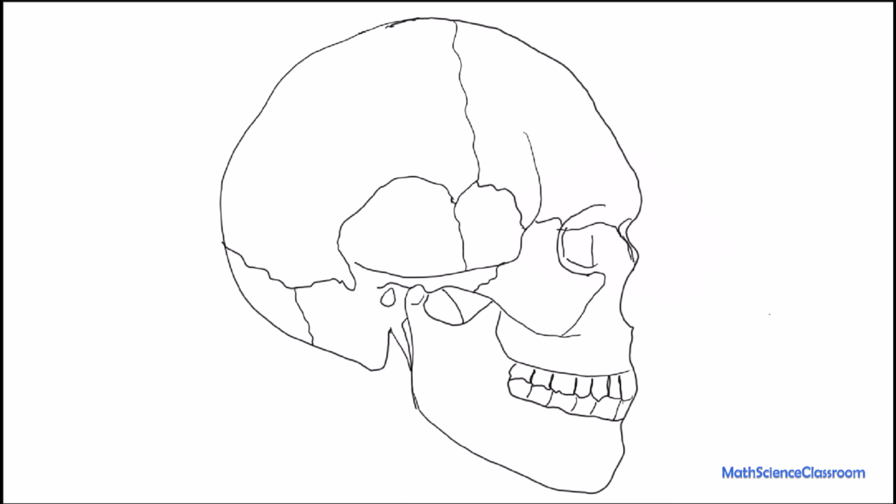Starting with the anterior and the superior part of the neurocranium, or the front top of the skull, we have the frontal bone. Now, frontal is Latin for forehead. The frontal bone is located directly above the orbits, and we're going to color the frontal bone yellow.